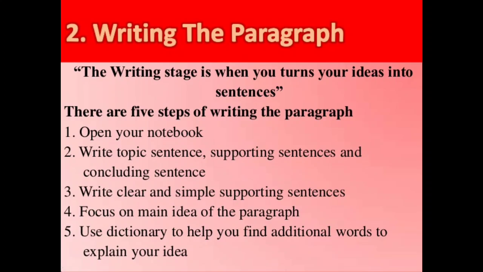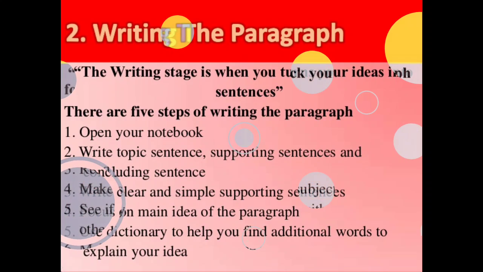So here we have 5 steps. The first step, open your notebook. Second step, write topic sentence, supporting sentences and concluding sentence. And the third step is write clear and simple supporting sentences. Fourth step, focus on the main idea of the paragraph. And fifth step, use a dictionary to help you find additional words to explain your ideas. So that's all from the second stage, that is the writing stage of the paragraph writing, children. Let's move on to the third stage, that is editing stage.